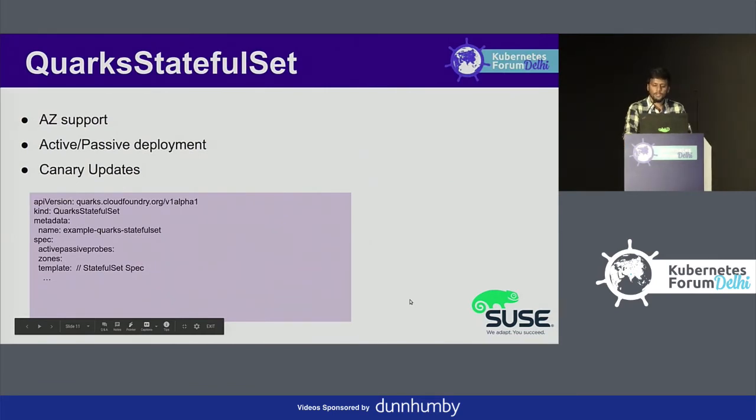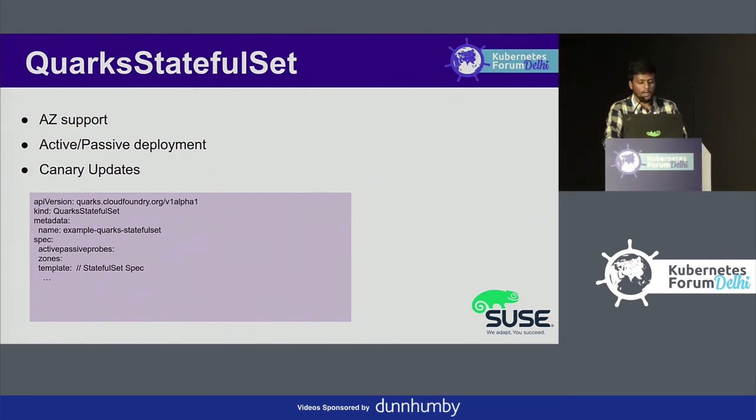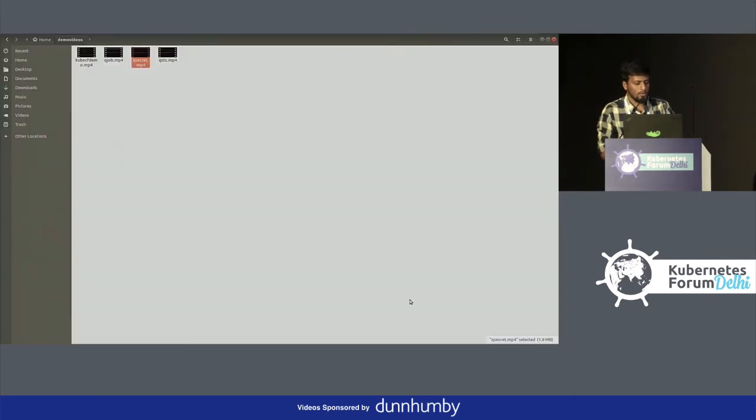Next is Quarks StatefulSet. It is also an extension of the StatefulSet resource in Kubernetes. The additional features are that it supports AZ support, that is, basically it creates a stateful set in each of the availability zones. The next one is active passive deployment, which means if there are 3 replicas, then 1 replica will be active and others are passive. And if an active pod fails, one of the passive pods is made active. And Canary updates. Canary updates are good because you can recover from an update failure. I'll show how to recover from an update failure using Quarks StatefulSet now.